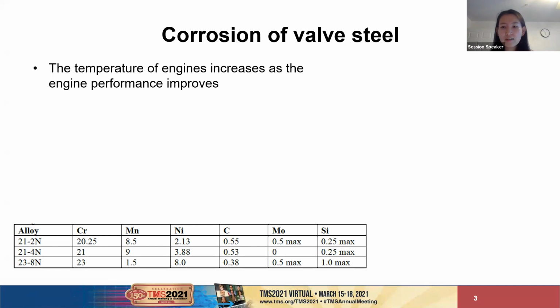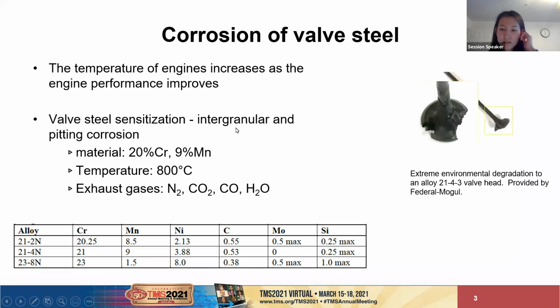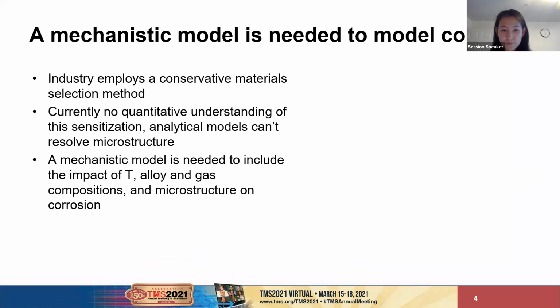performance improves, the temperature inside of the chamber increases as well, up to around 800 Celsius. And the chamber is filled by the corrosive exhaust gas, such as carbon dioxide or carbon monoxide. In this case, the valve steel sensitization might occur in the form of intergranular or pitting corrosion. Here is a picture of the real material degradation in a combustion chamber. It's provided by Mogul, our industrial collaborator.